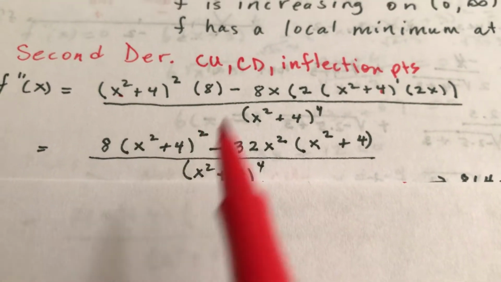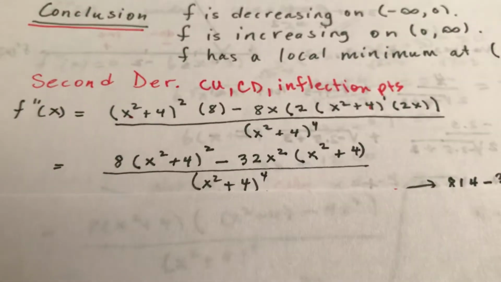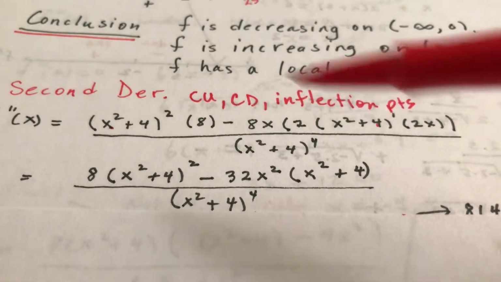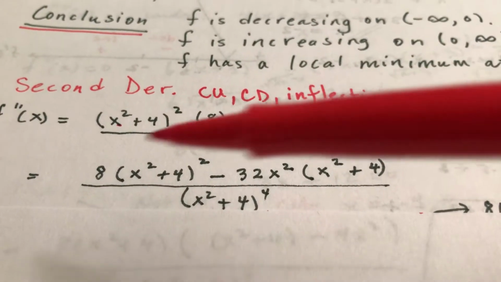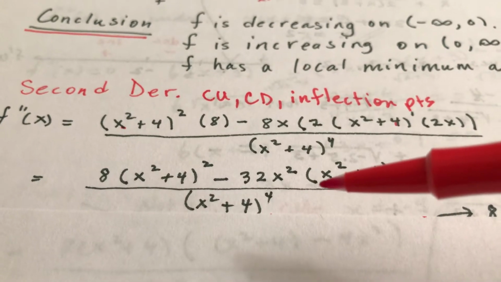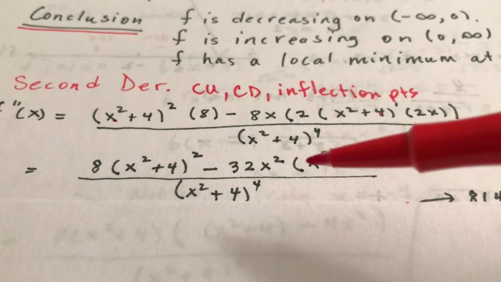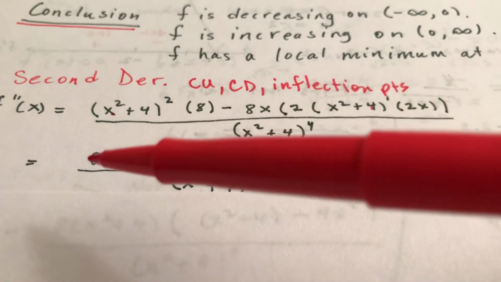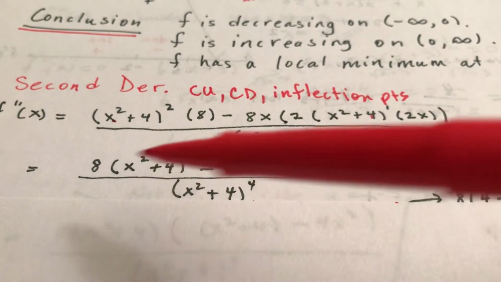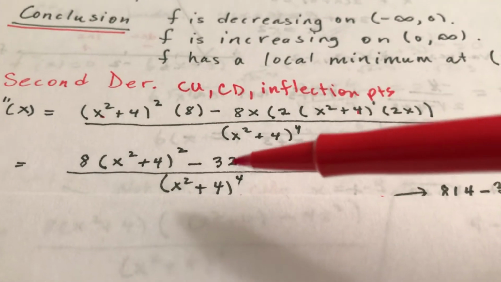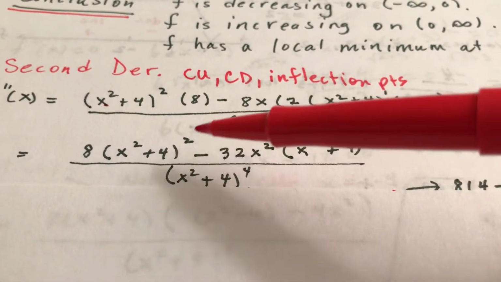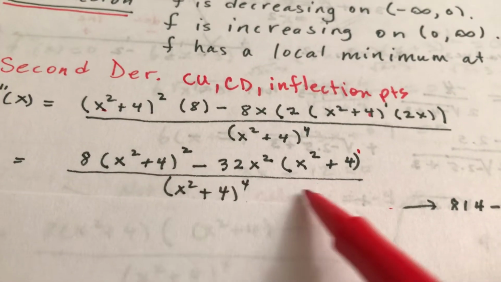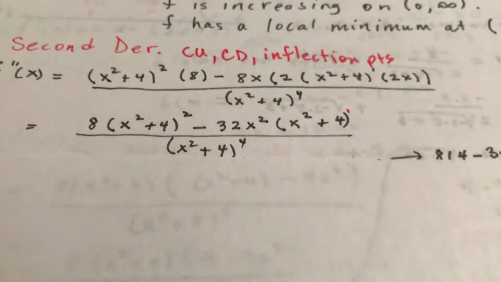Now you could multiply this all out, but it gets really, really messy. So let's convince ourselves that that's true. Those 2 terms look like this. Now I'm looking at these 2 terms, and I'm going to factor out a greatest common factor. I see I have an 8 here and a 32. 8 does divide 32 4 times, so I'm going to pull out an 8. But look at this, x squared plus 4 squared, and x squared plus 4 to the 1 power. I can factor out the lower power.